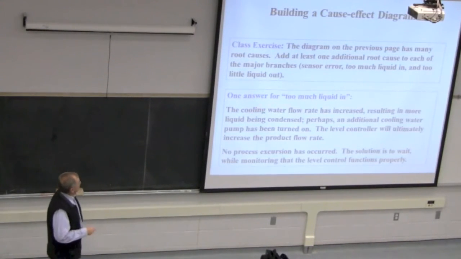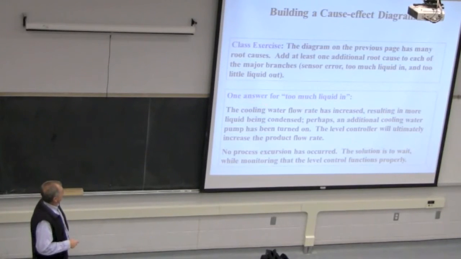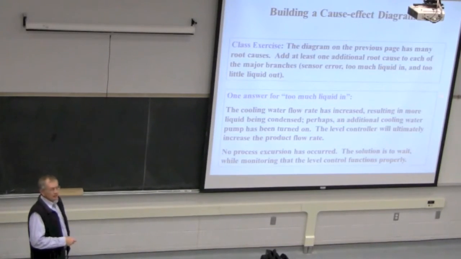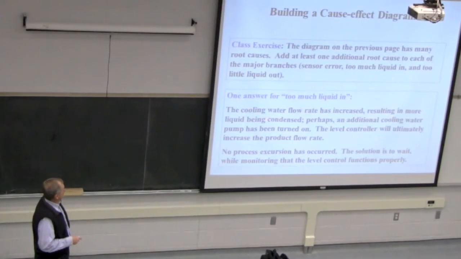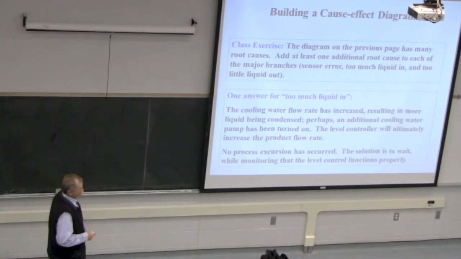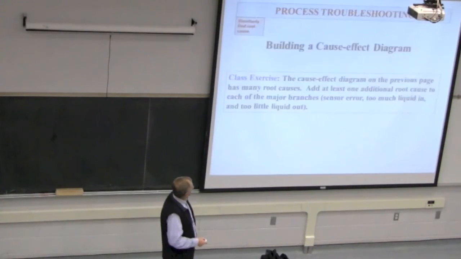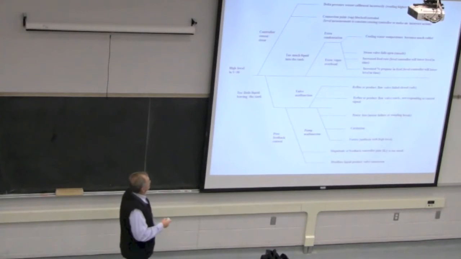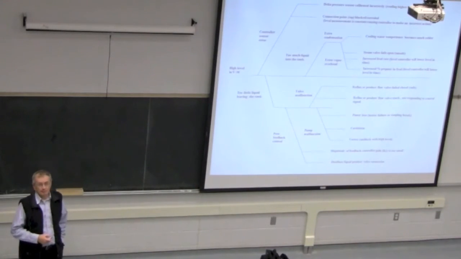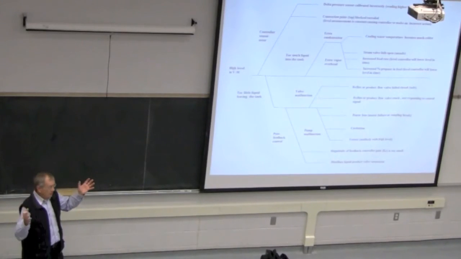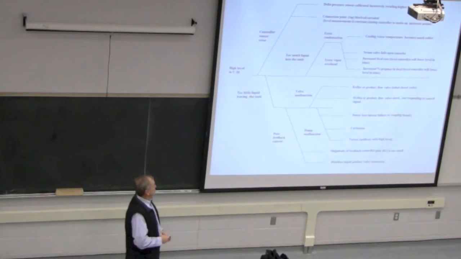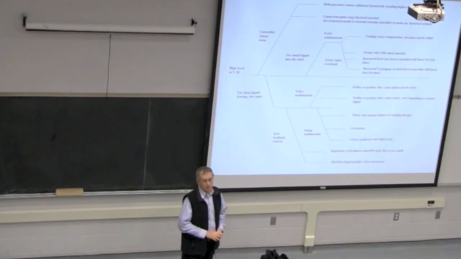Okay, here's an additional one for too much liquid in. The cooling water flow rate increased, which resulted in more liquid being condensed. Okay, so as complex as this is, it's still not complete. So we have to be really open ourselves to lots and lots of possibilities for failures of the cooling approach.